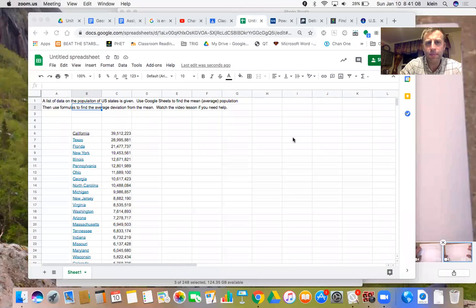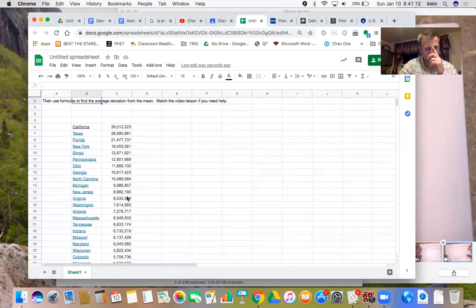Okay, I was just going to show you guys how you can do this spreadsheet here, the average deviation from the mean, if you're having trouble with it at home, especially. So you got this set up here, it has all these states and their population. First thing you want to do is find the mean, find the average.